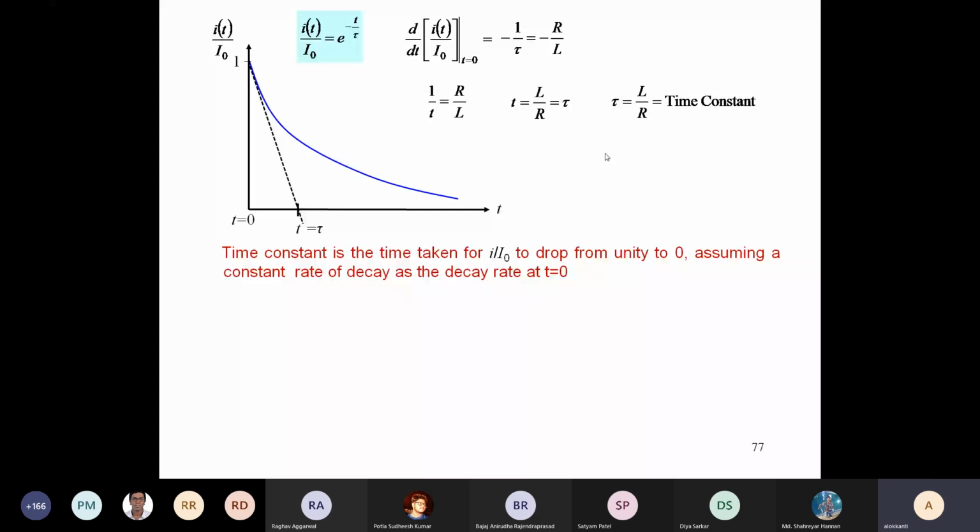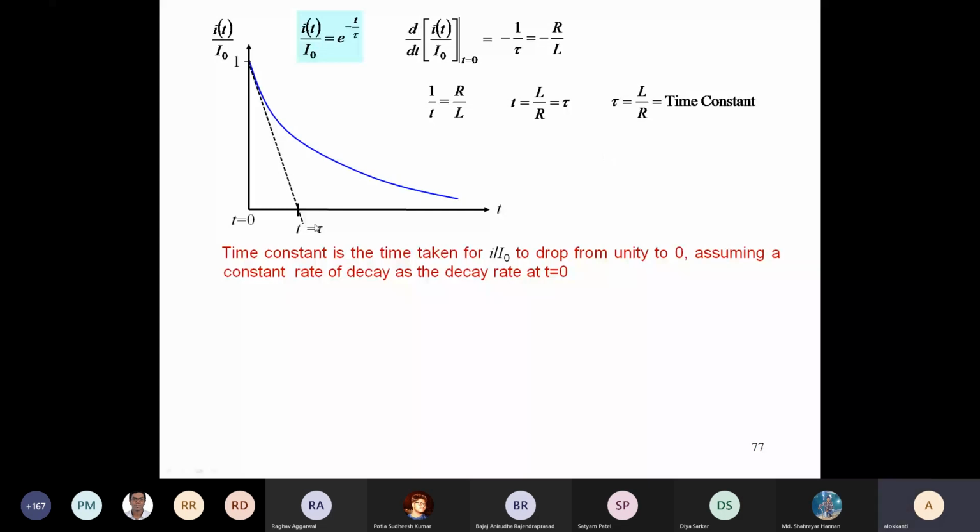This time you will be doing the virtual lab, but there are many places where you will have to handle this type of LR circuit, and this is a very popular question. What is the definition of time constant? In many books you will find it written in different forms, but the purpose of this is that it is the time taken for I by I naught to drop from unity to zero, assuming a constant rate of decay, the initial rate. That is the time constant.